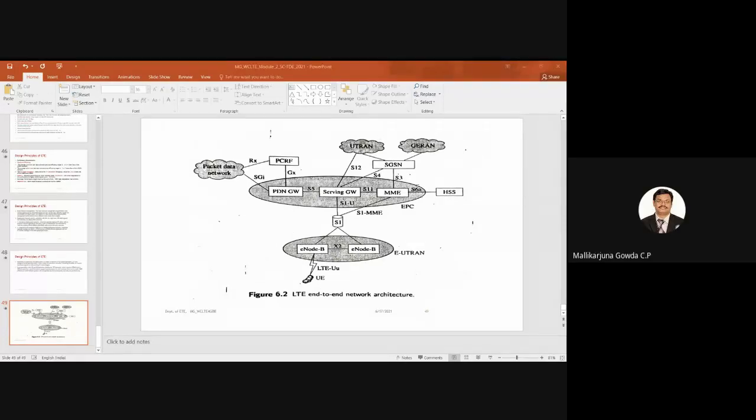Okay. Very good. Then anything else? What is left out? PCRF is told, HSS is told. SGSN, sir. Yeah, SGSN. What is that, Lavanya? Serving GPRS support node. Very good. So is it part of the LTE network or is it another version of the network?